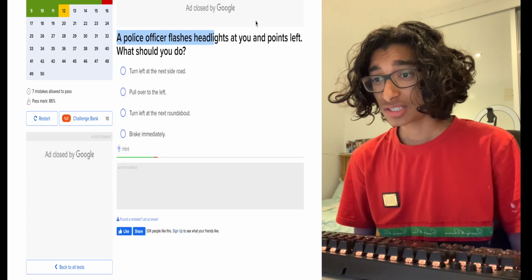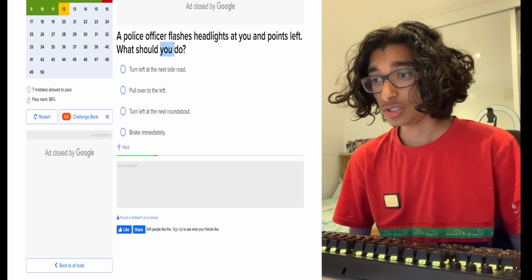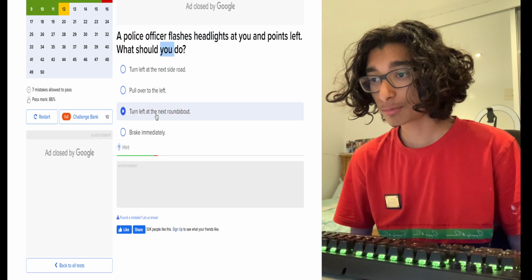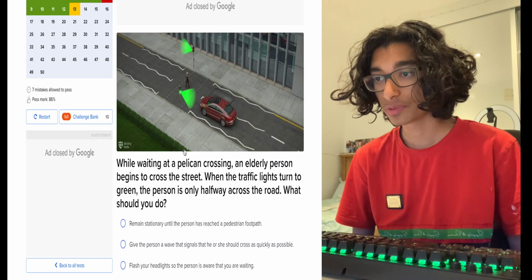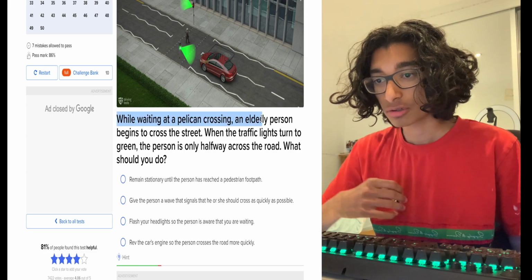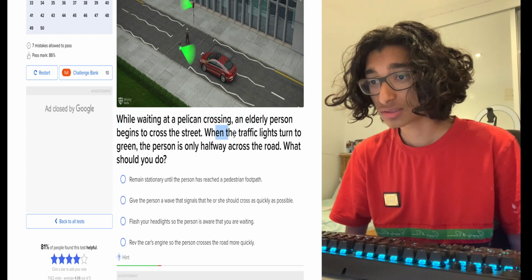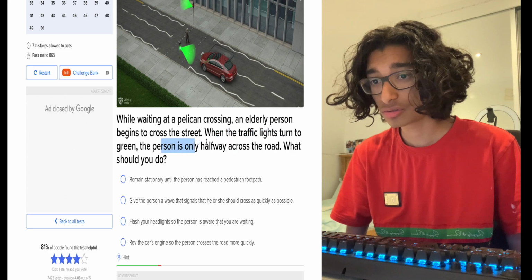A police officer flashes headlights at you and points left. What should you do? Turn left, pull over to the left, turn left. You have to pull over, don't you? Just pull over. While waiting at a pelican crossing, an elderly person begins to cross the street. When the traffic light turns to green, that person is only halfway across the road. What should you do?